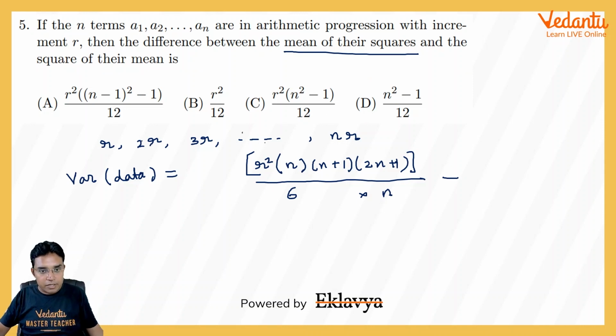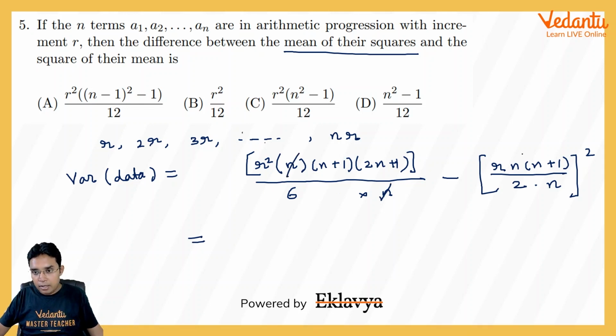And I will be subtracting the square of their means. What will be the mean? The sum of all these data will be R common, n into n plus 1 by 2, and for the mean I have to divide by n, and then I have to square this. So this is what I am looking for. Here you can see this n will cancel this n, and this n will cancel this n. I can take R square common, I can also take 12 common. So R square upon 12 taken common, and also n plus 1 can be taken common.